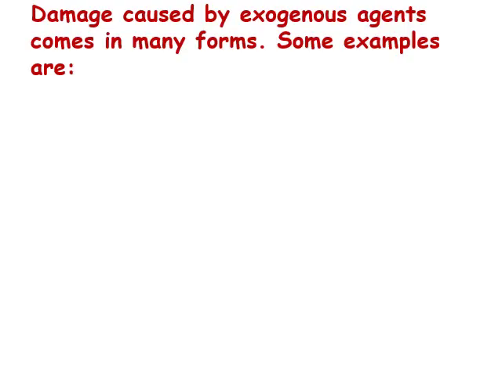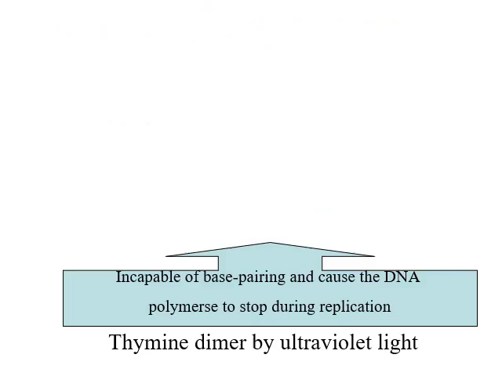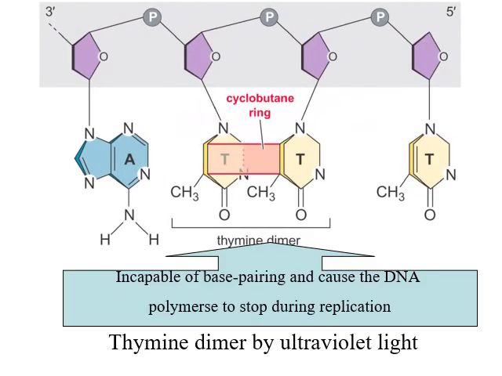The damage caused by exogenous agents comes in many forms. Some examples are UVB light causes a cross-link between adjacent cytosine and thymine bases, creating pyrimidine dimers. This is called direct DNA damage. نلاحظ تكوين الدايمر ما بين ثايمين نتيجة لتعرض ال DNA إلى ال UVB light.